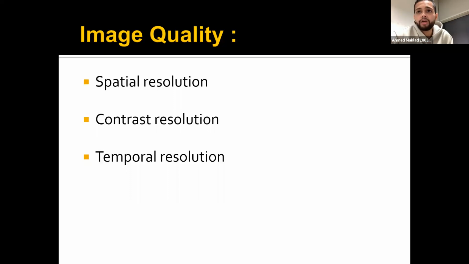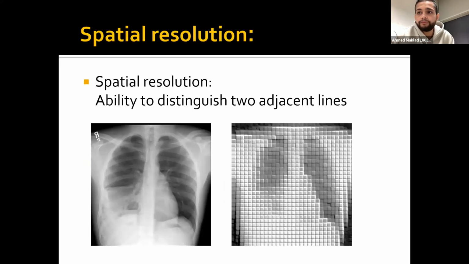Now let's talk about spatial and contrast resolution first. Basically your esophagus, your GIT, whatever it is, but you want to visualize it live as it's happening right now. You don't want a picture, you want a video. That's when temporal resolution is important. Now let's talk about spatial resolution. Spatial resolution is basically the ability to distinguish two adjacent lines.